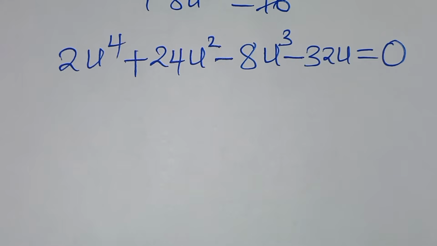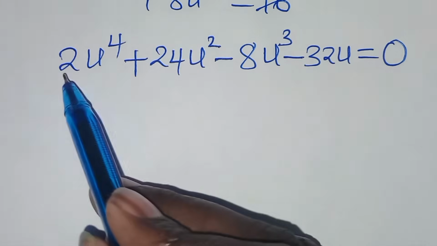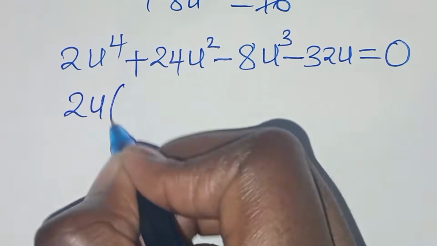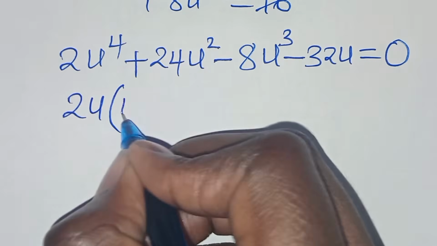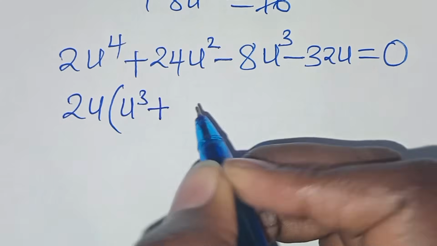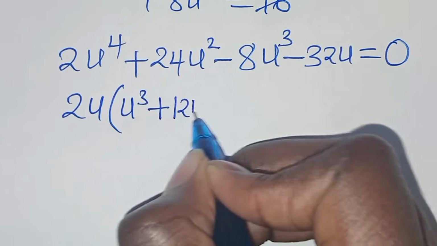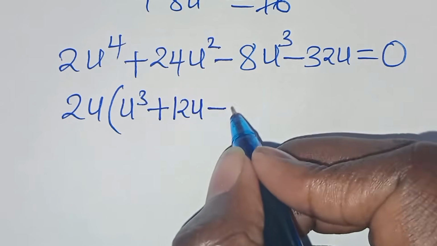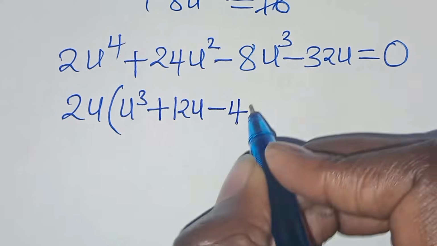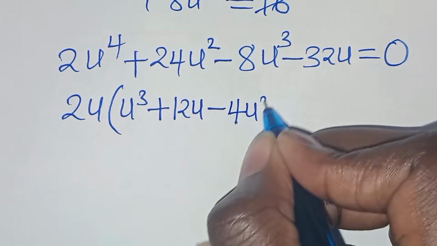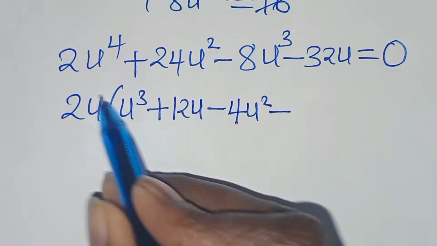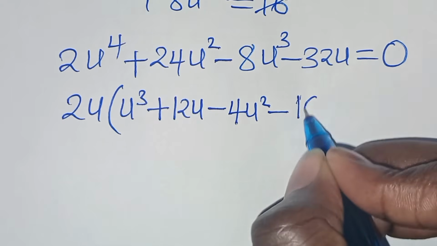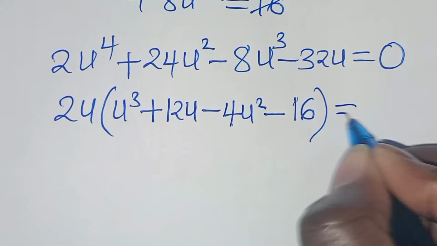Now, the next step from here, we have that 2u is common here. We can factor out 2u, so that now here we have u to the power of 3, then plus, here we have 12u, minus, here we have 8u, so this becomes 4u squared. We have 4u squared, minus, we have 2u divided by 2u, this becomes 16. This is equal to 0.